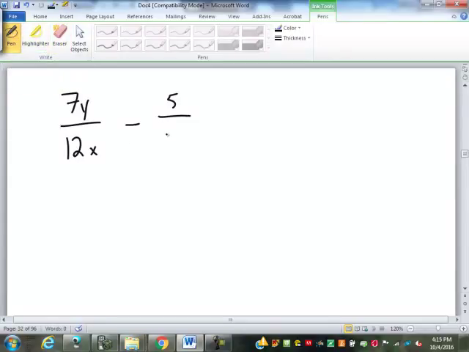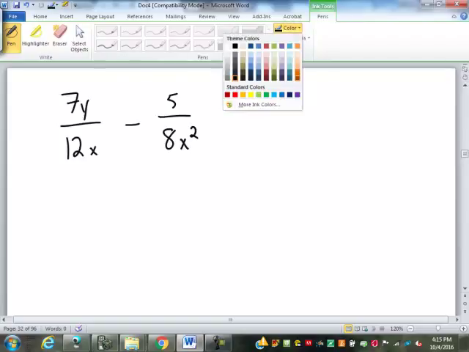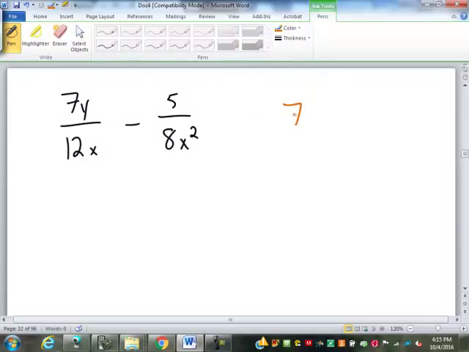7y over 12x minus 5 over 8x squared. Try that in your notes, see what you come up with.